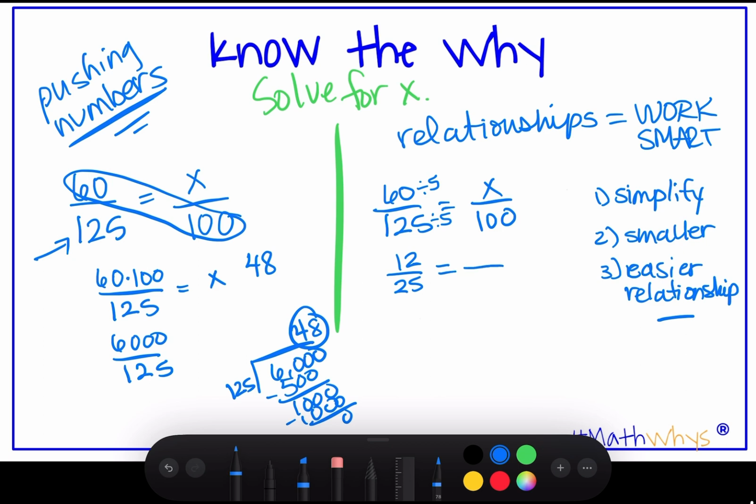And instead of using the 60 over 125, they're going to use that equivalent value and substitute in there 12 25ths and find the percent there because it's an equivalent value. The numbers are smaller, easier, so the kids can see the relationships easier. So then we multiply times 4 by 4/4, and we still get x is equal to 48.